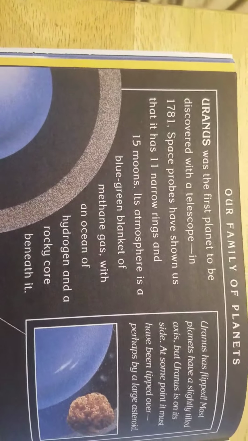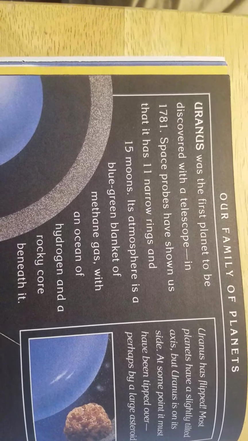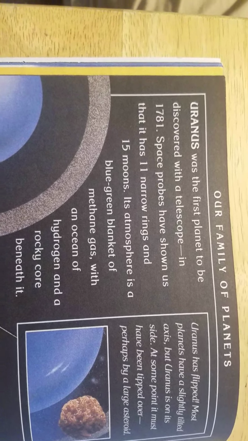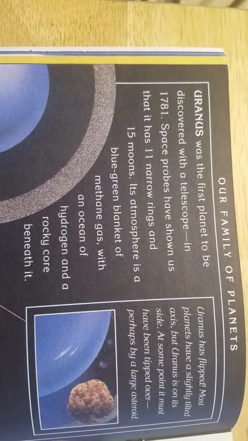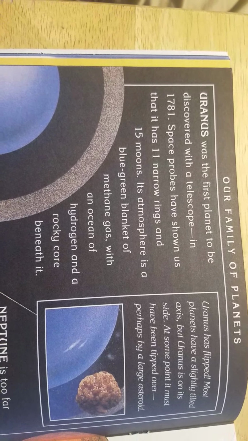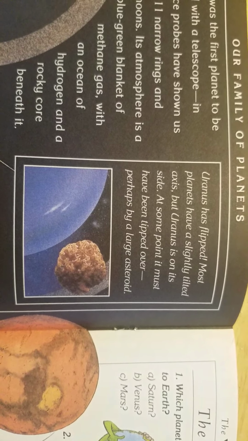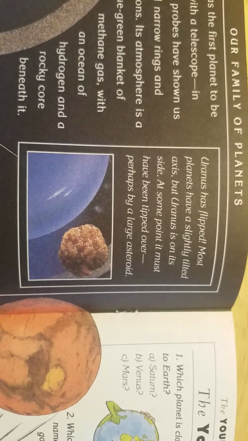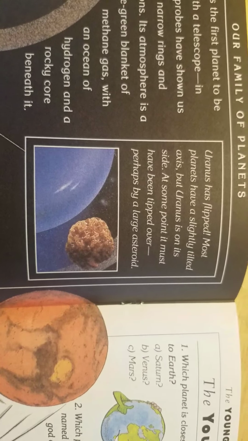Uranus was the first planet to be discovered with a telescope in 1781. Space probes have shown us that it has 11 narrow rings and 15 moons. Its atmosphere is a blue-green blanket of methane gas with an ocean of hydrogen and a rocky core beneath it. Uranus has flipped. Most planets have a slightly tilted axis, but Uranus is on its side. At some point, it must have been tipped over, perhaps by a large asteroid.